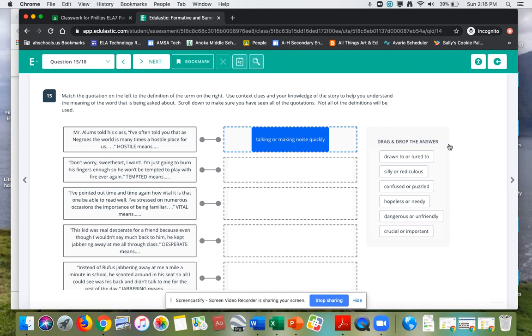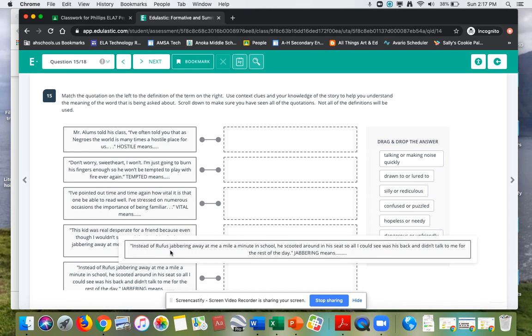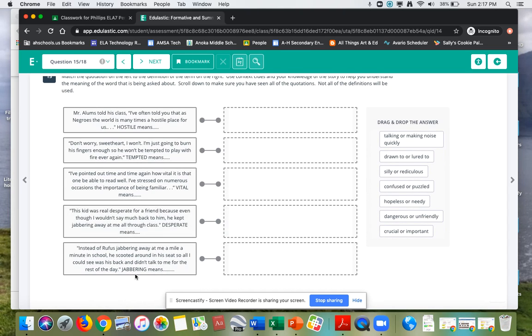You want to take it back. It looks like you can't. But what you can do is just do something else on top of it and it'll switch it and pull your other one out. Okay? So, doesn't look like you can take it back out. Oh, yes, you can. That one took it out, right? So you can drag it back and forth. Okay, so hostile, tempted, vital, desperate, right? And the last word is jabbering that you're using for vocabulary.